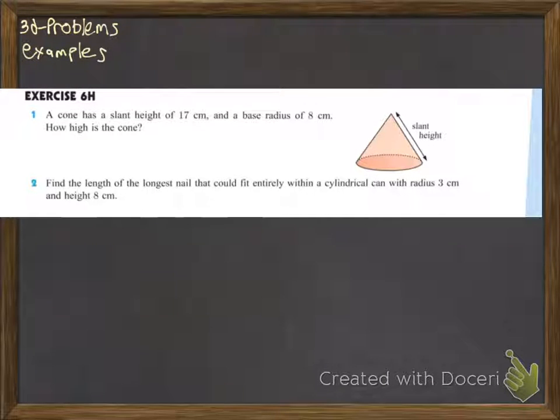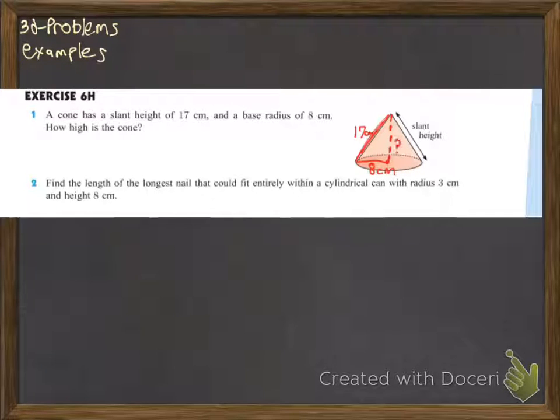Okay, so we're going to solve three-dimensional problems, and using the Pythagorean theorem can help us in this section. So let's see, we have a cone with a slant height of 17 centimeters and a base radius of 8 centimeters, and we need to find the height. So what are we given? What do we want to find? We're given the base, we're given the slant height, so let's mark the figure up.